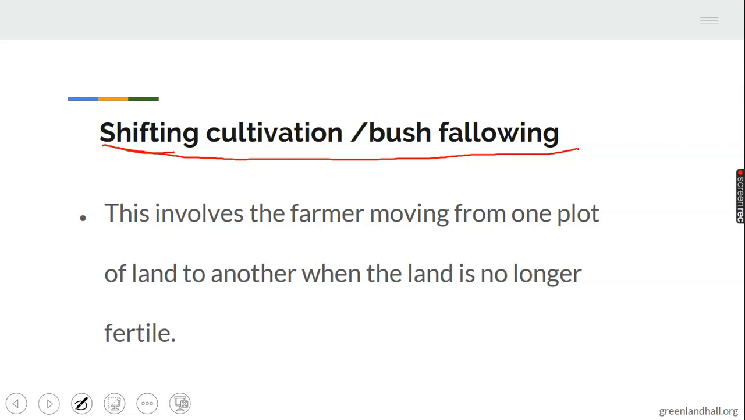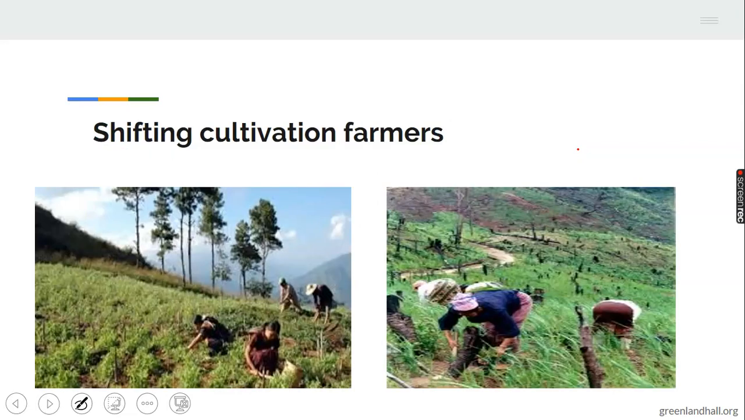The system of leaving unproductive soil for fertile soil is known as shifting cultivation. In a simple way, you leave unproductive soil for a fertile soil, and it is referred to as shifting cultivation. You are moving from one plot of land to another. You allow the land to rest in order for the land to restore its fertility.